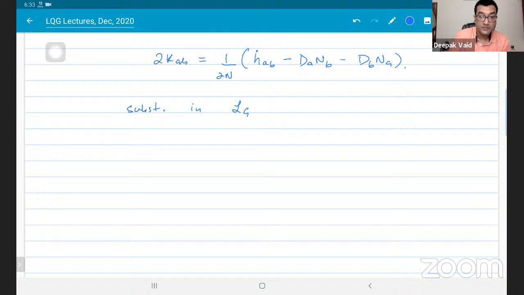And there are some questions in the chat which I seem to have missed. What is the vector n, the shift vector? But there is an n. So this n is a lapse function. This is not a vector.